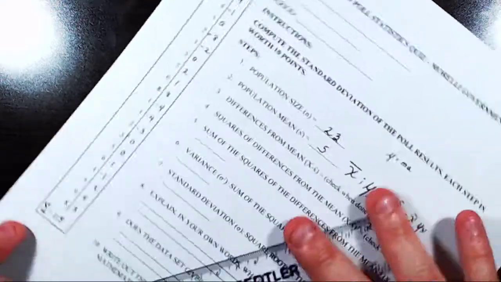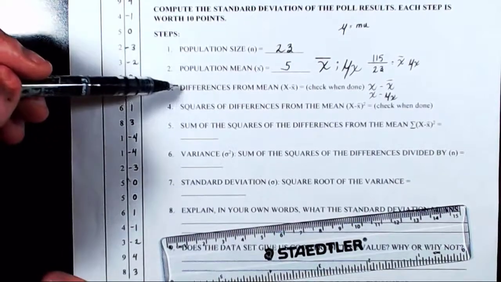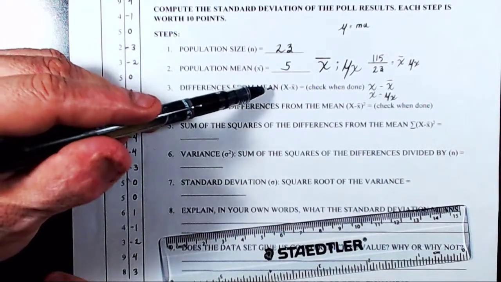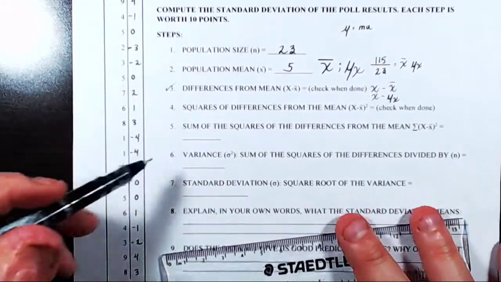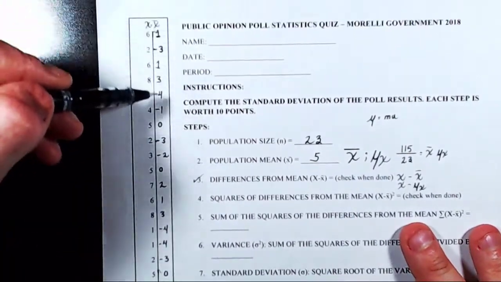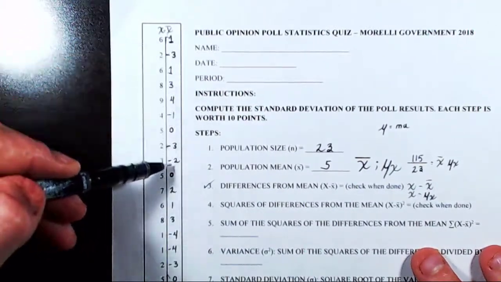All in there. So now I've got another set of numbers, and it says here, differences from the mean. Then it just says check when done. Well, we did. We computed the differences from the mean and we listed them next to our original values. So these represent the differences from the mean.